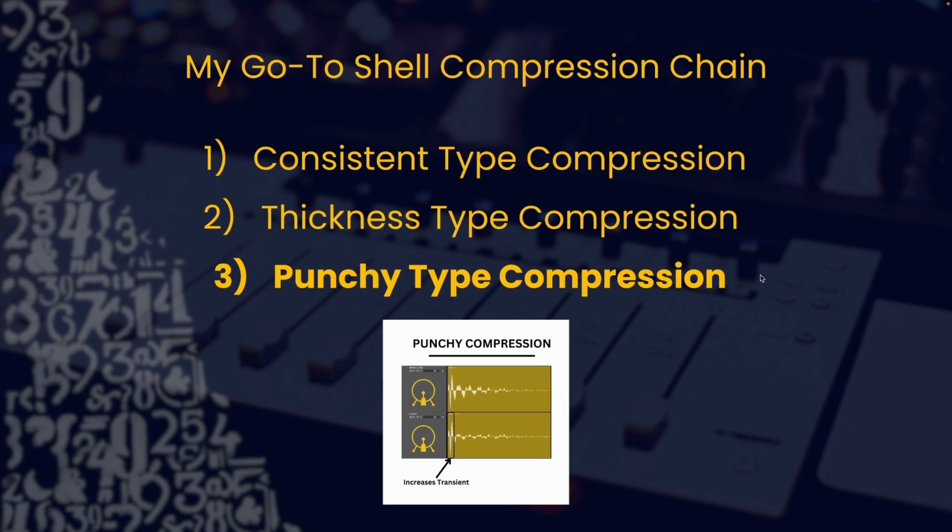Okay, so the next type of compression that we're going to be adding to these drums is punchy type compression. Punchy type compression is increasing the transient and decreasing the tail of the notes. This is very intentional because I can just balance this perfectly with the thickness and the punchy type compression. If I want more thickness, I can just add more thickness type compression, or if I want the drums to be more punchy, I can just add more punchy type compression. So I can balance these exactly as I want to with my shell.